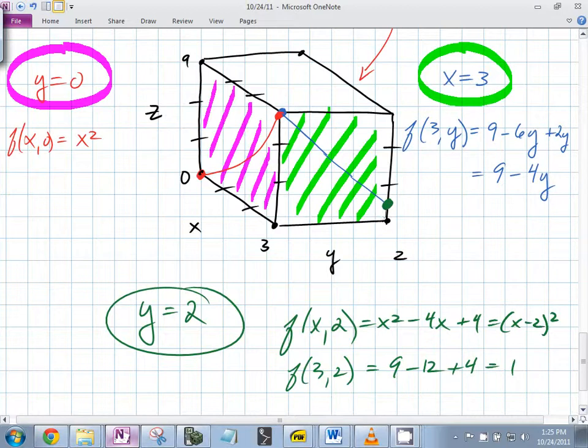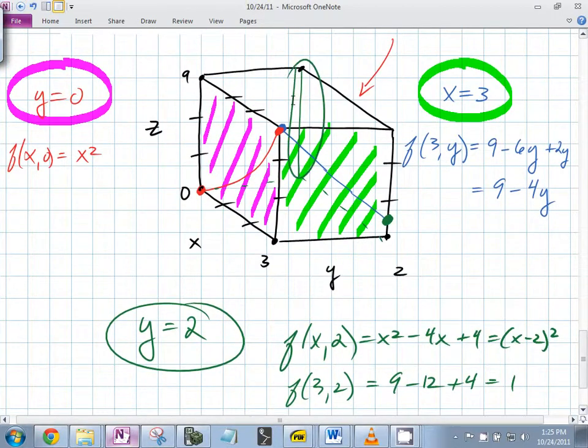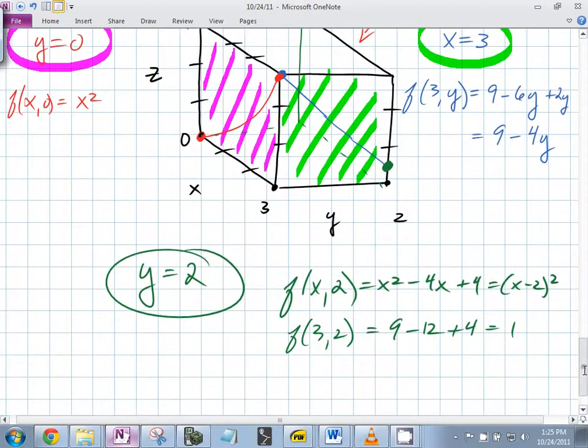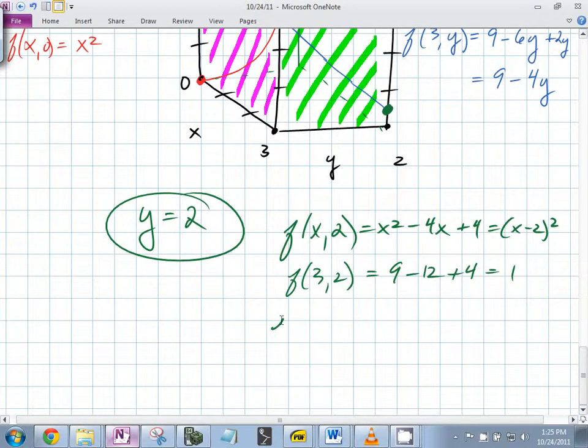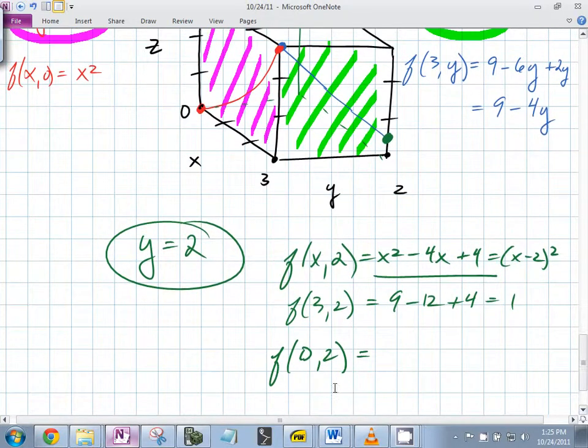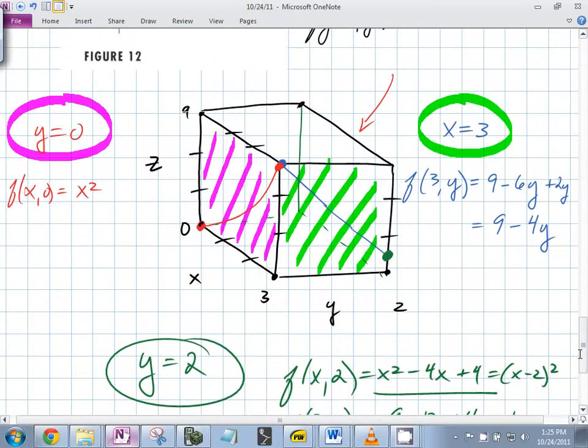So we know it crosses here. Well, what about if it hits this one right here? I'm looking at that back wall right there. If I want to know where it crosses this, that's when x is equal to this line right here. Well, y equals 2 and x equals what? 0. Yes. So what is f of 0, 2? Plug 0 in for x right there. What do you get? 4, right? So where's that going to be? It's going to be right about here.